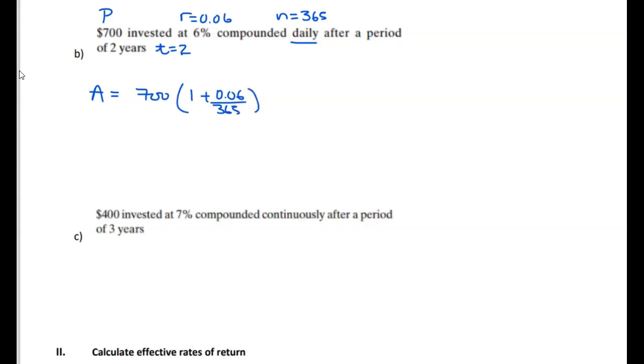So we're investing $700 at 6%, so this is your P. Your R is 0.06 again. Compounded daily, there are 365 days in a year, and a period of 2 years, so T is 2. Okay? So the amount is the principal, 700, times 1 plus 0.06 over 365, to the power N times T, so 365 times 2.